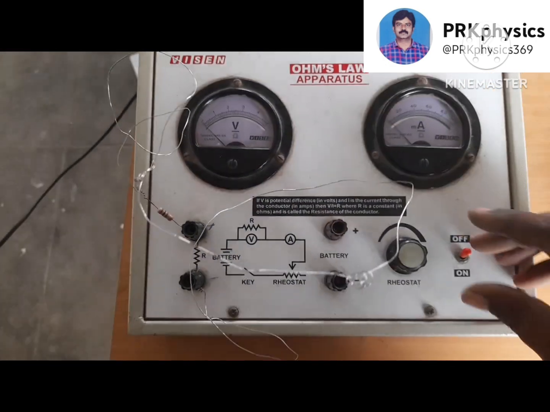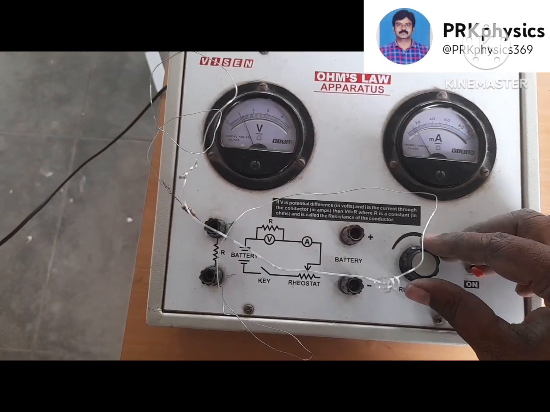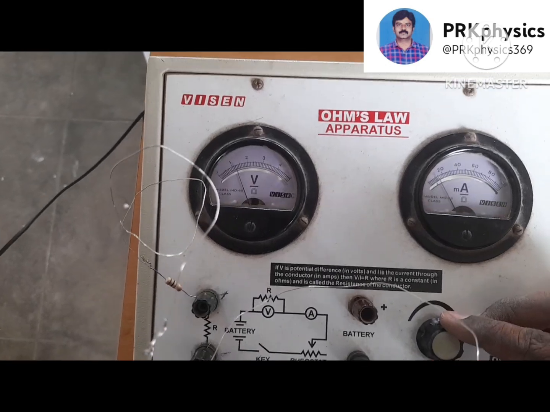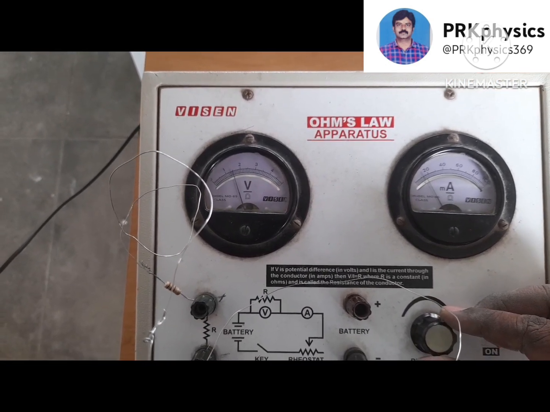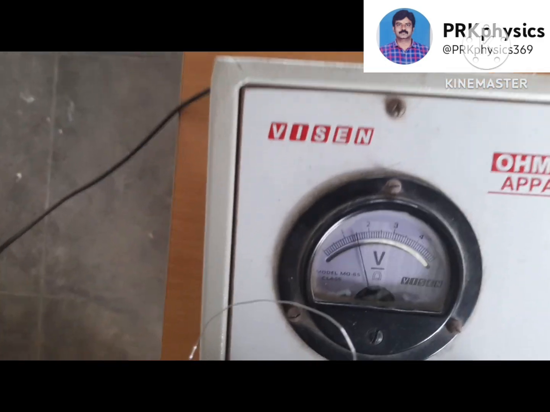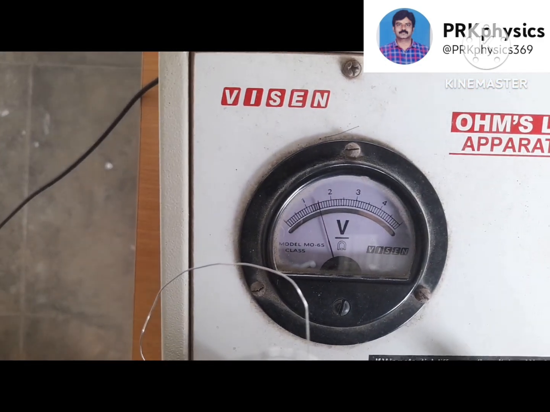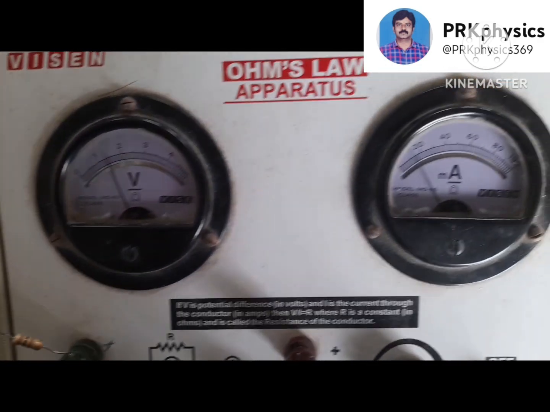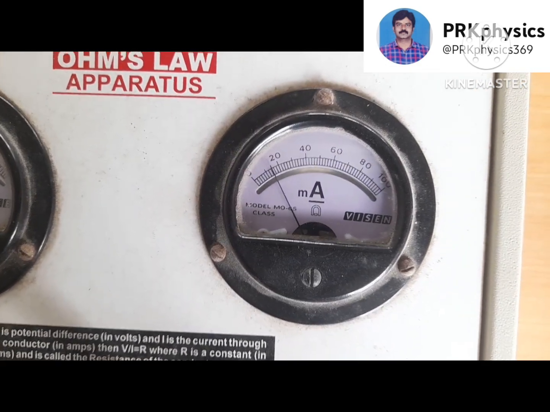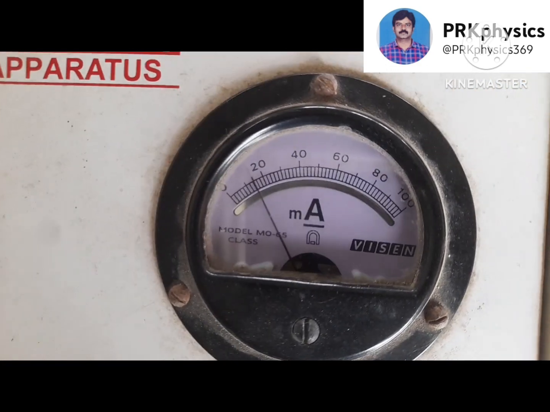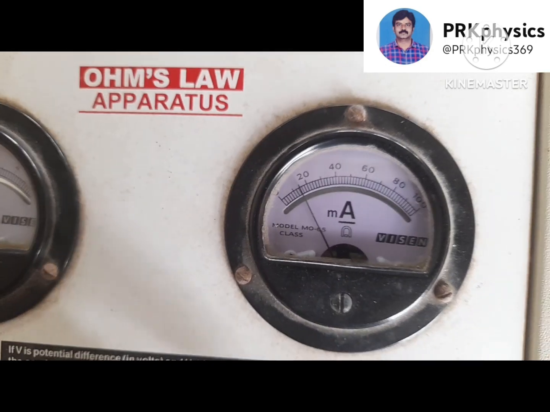By connecting the nichrome wire and switching on the circuit, we can see the relationship between current and potential difference. Now by adjusting the knob, I have connected 1.5 volts potential difference across that nichrome wire. You can observe the current, which is 16 milliamperes, shown in the ammeter.